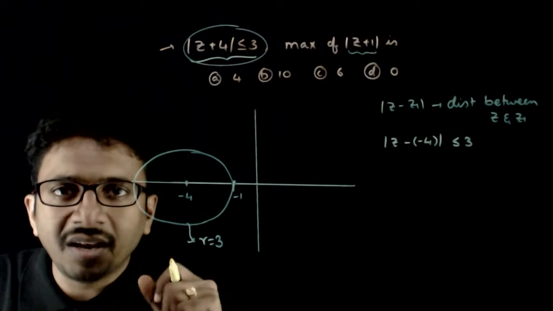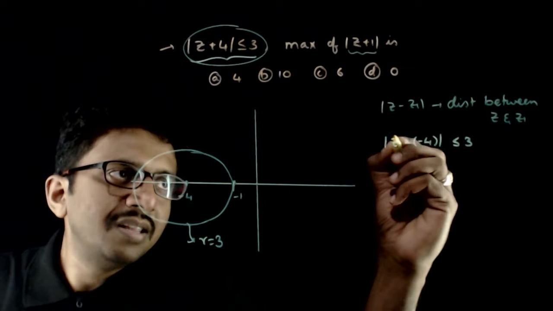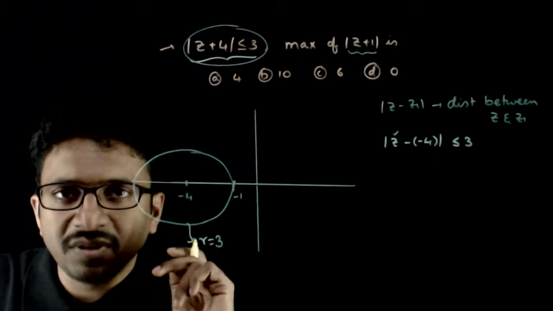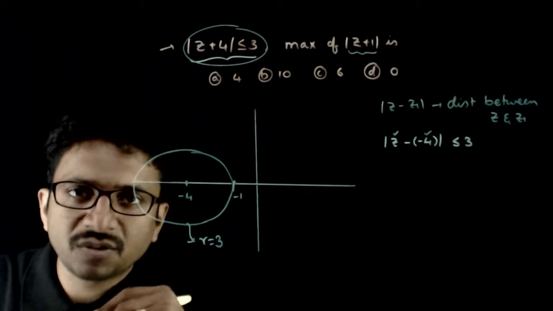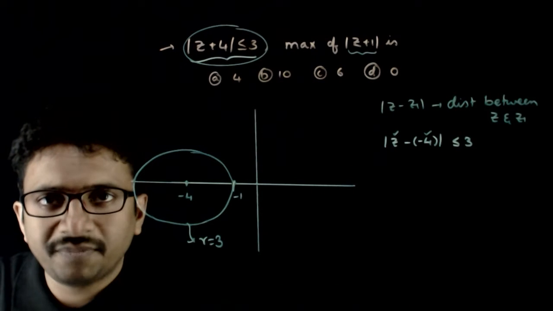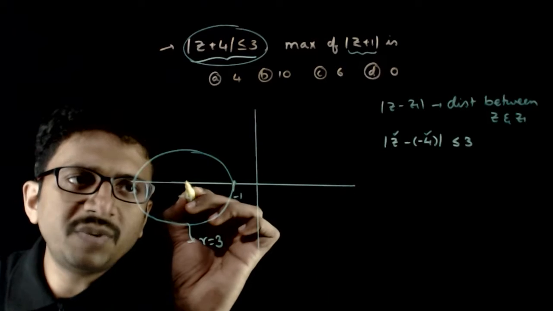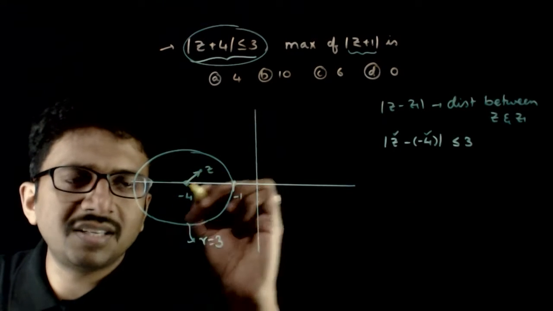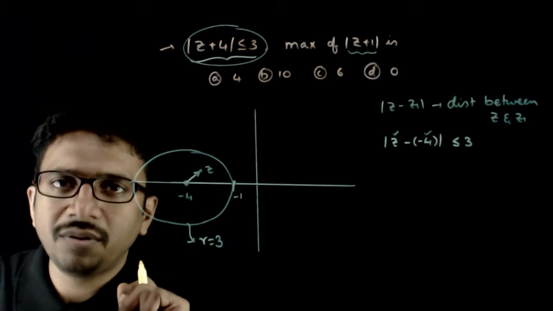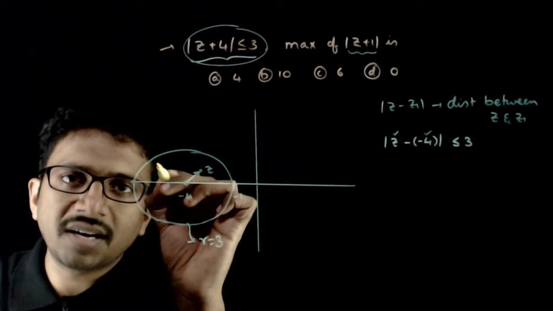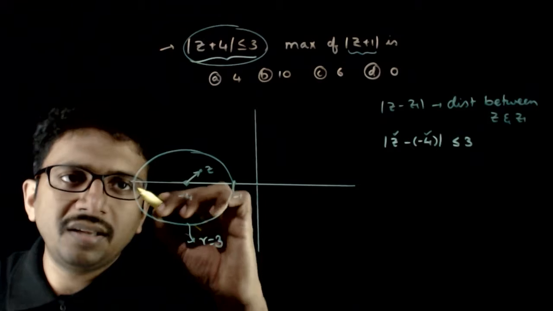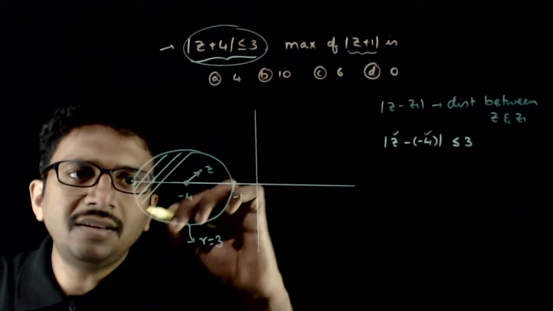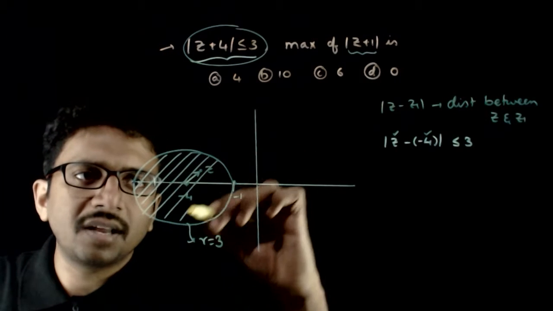So if I read this in English, what I read is the distance between the complex number z and the complex number minus 4 is less than or equal to 3. So the distance between z and minus 4 is always less than or equal to 3. Equal to 3 gives a circle. Less than or equal to 3 gives the inside of the circle.